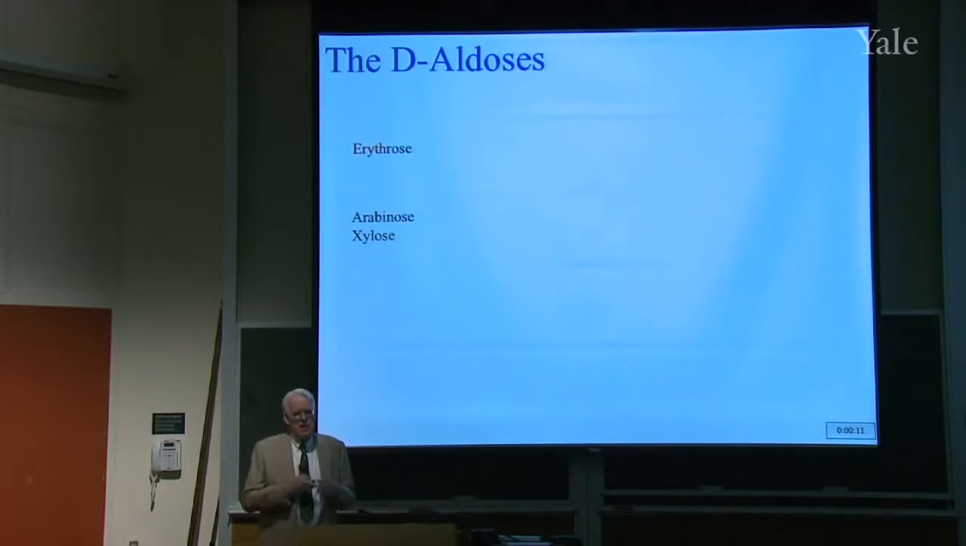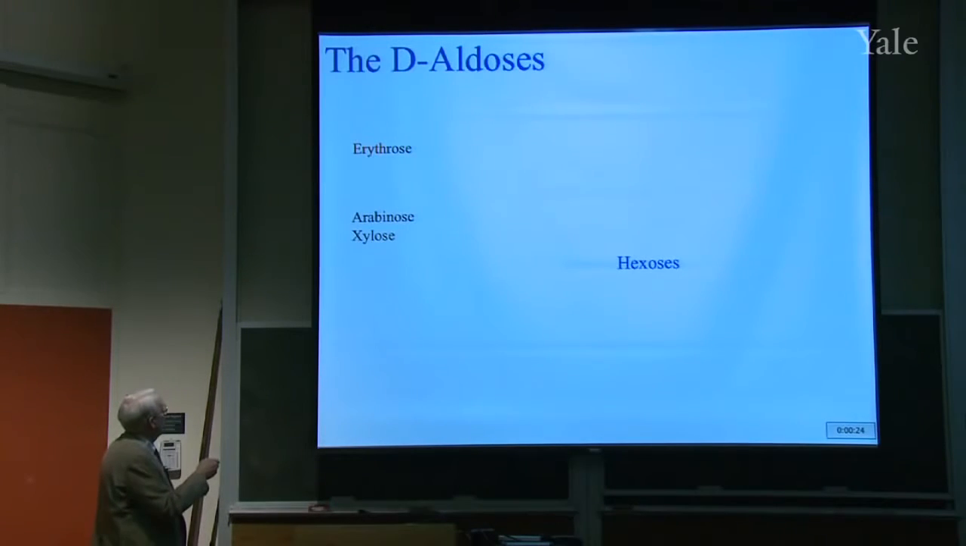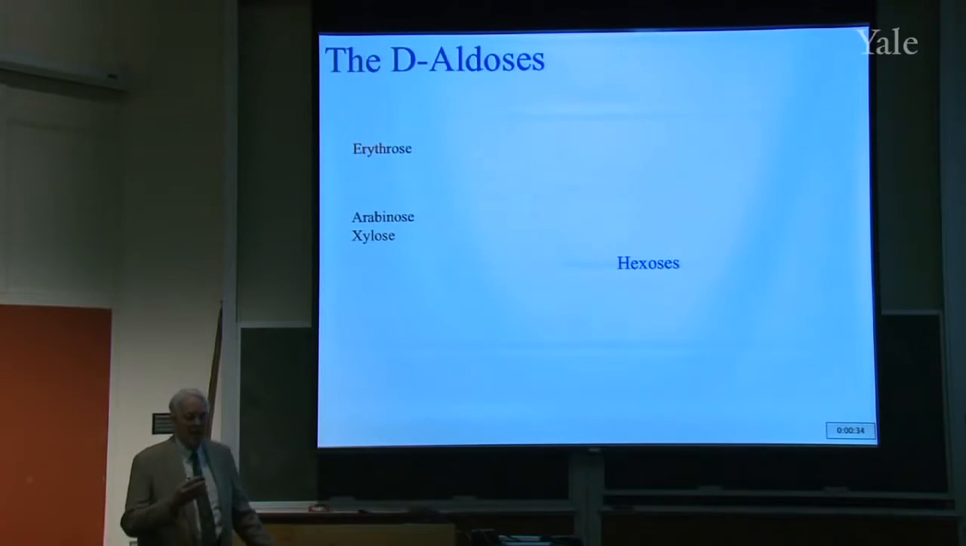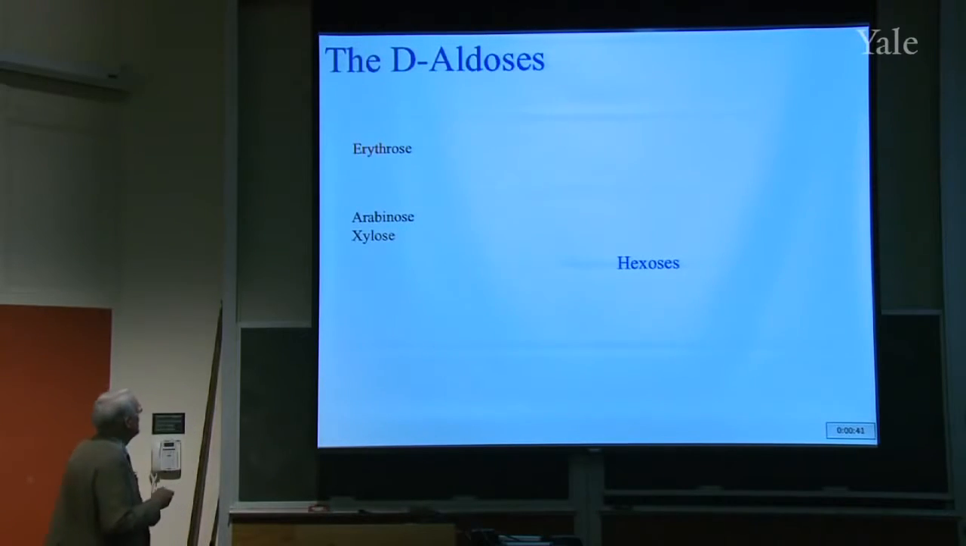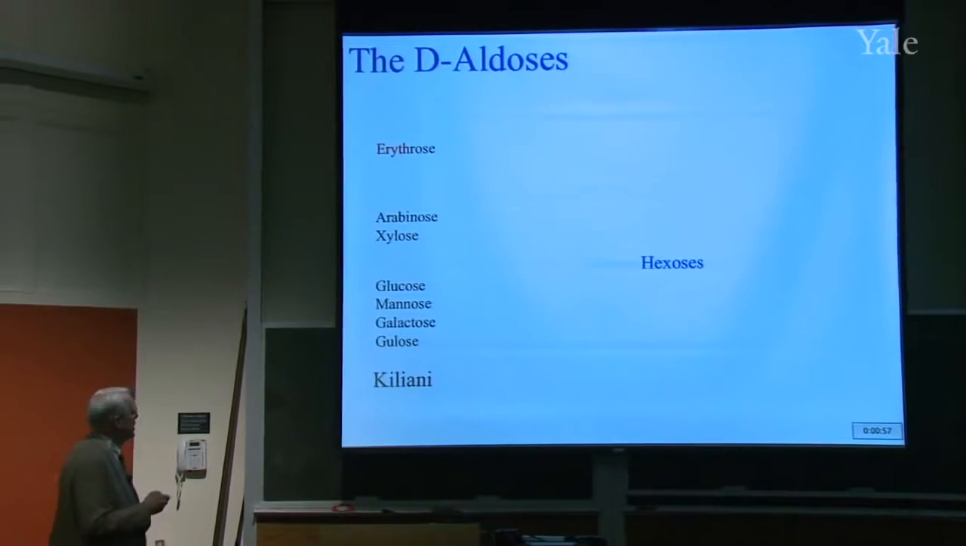So let's try to be systematic about seeing what the configurations could be of different sugars. Okay, let's look at the hexoses. We already have erythrose, arabinose, and xylose. Arabinose came from gum arabic, xylose came from wood. Erythrose comes from a lichen. Erythro means red in Greek, so erythrose came from this red plant. Okay. But there are also hexoses, glucose, mannose, galactose, and gulose. And all these were identified by Kiliani as being aldoses, right? Aldehydes, not ketones. We showed how he could tell the difference there.